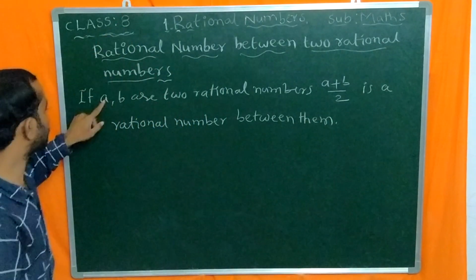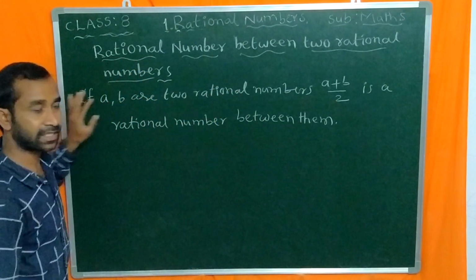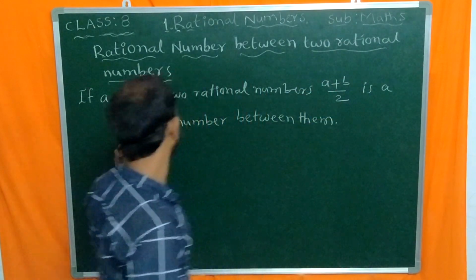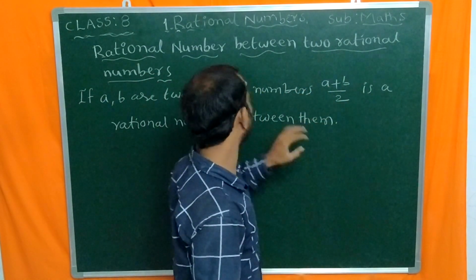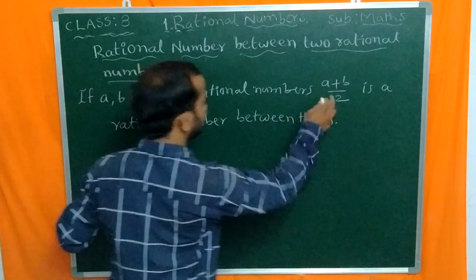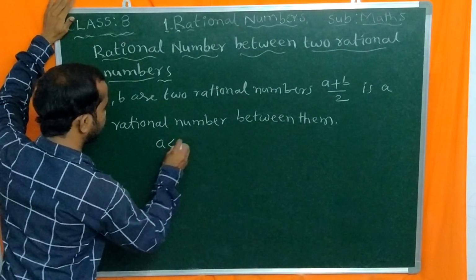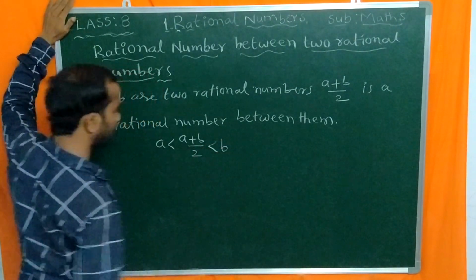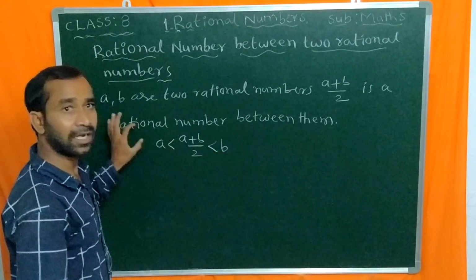Here a and b are two rational numbers, and (a + b)/2 is a rational number between a and b. This (a + b)/2 is also the mean of a and b. So (a + b)/2 is exactly the mid value of a and b. a is less than (a + b)/2, which is less than b. So (a + b)/2 is a rational number between a and b.